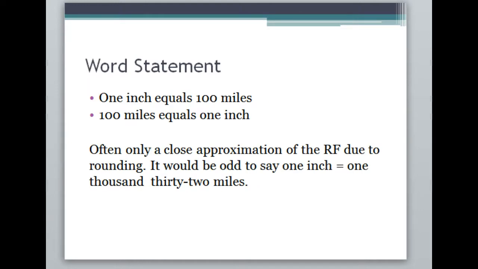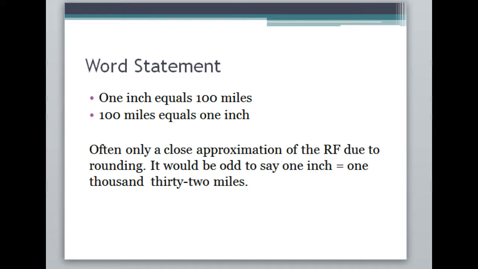So let's start with the word statement, 1 inch equals 100 miles, or 100 miles equals 1 inch. And often this is somewhat rounded. If you used a representative fraction and converted it down to 1 inch equals 100 miles, it'd probably not be completely accurate. But you wouldn't want to say 1 inch equals 1,032 miles, because who would ever measure that narrow on just a regular map?